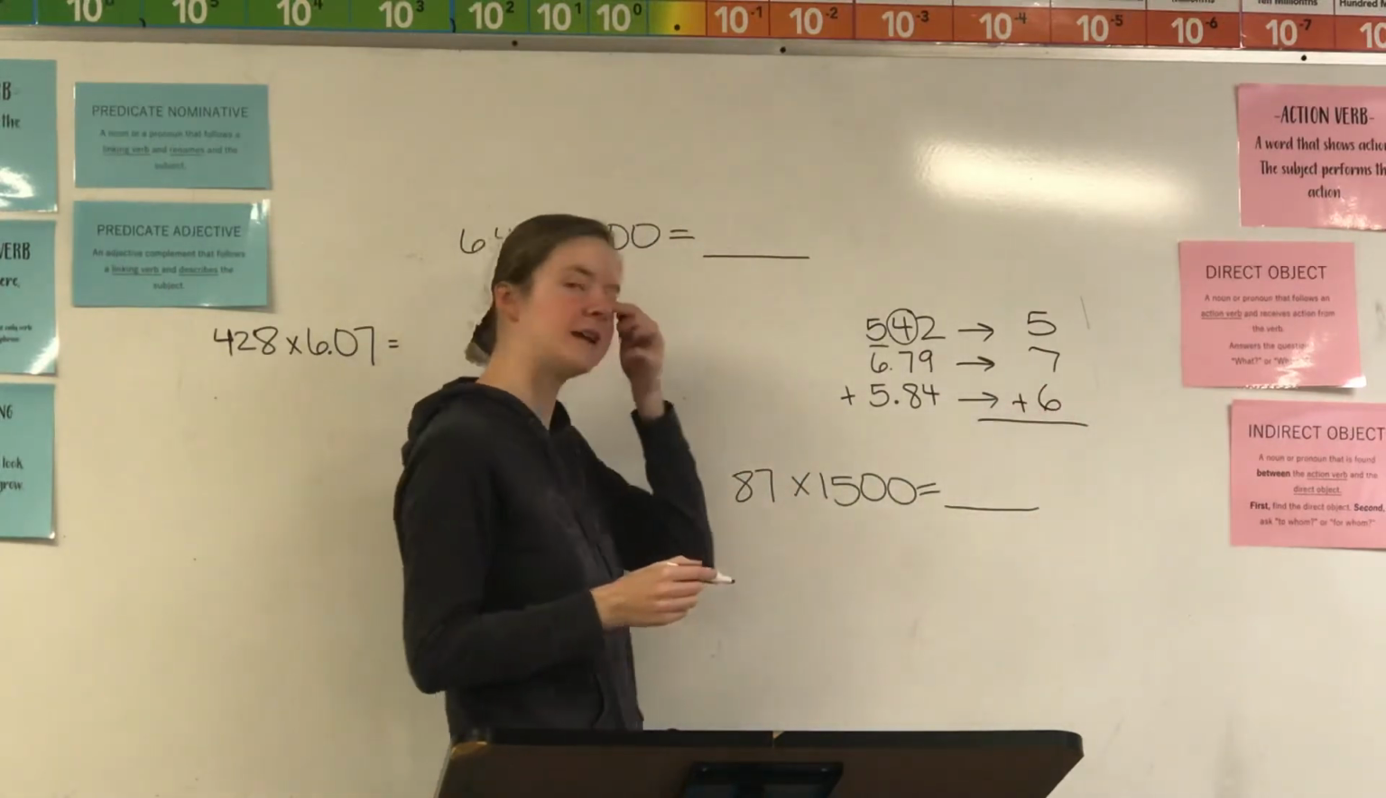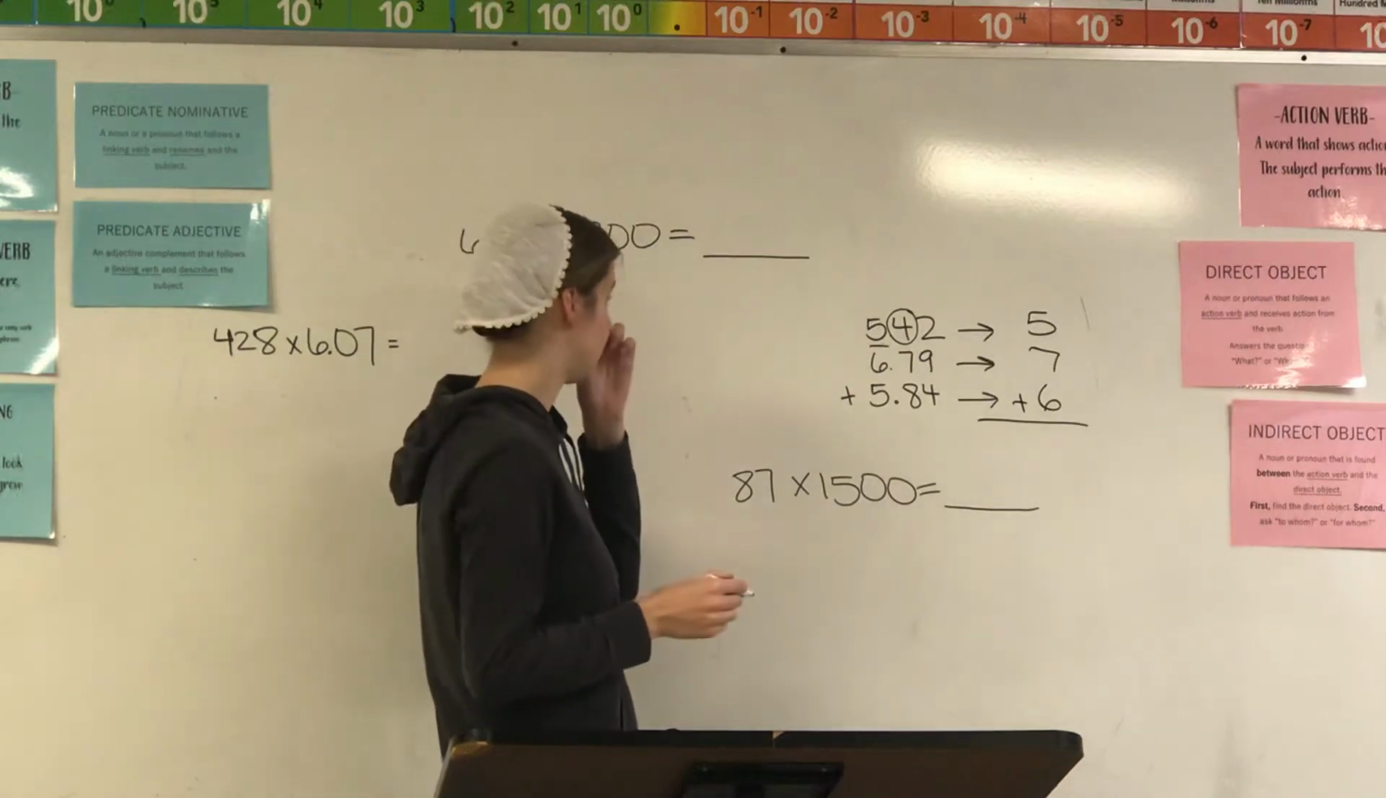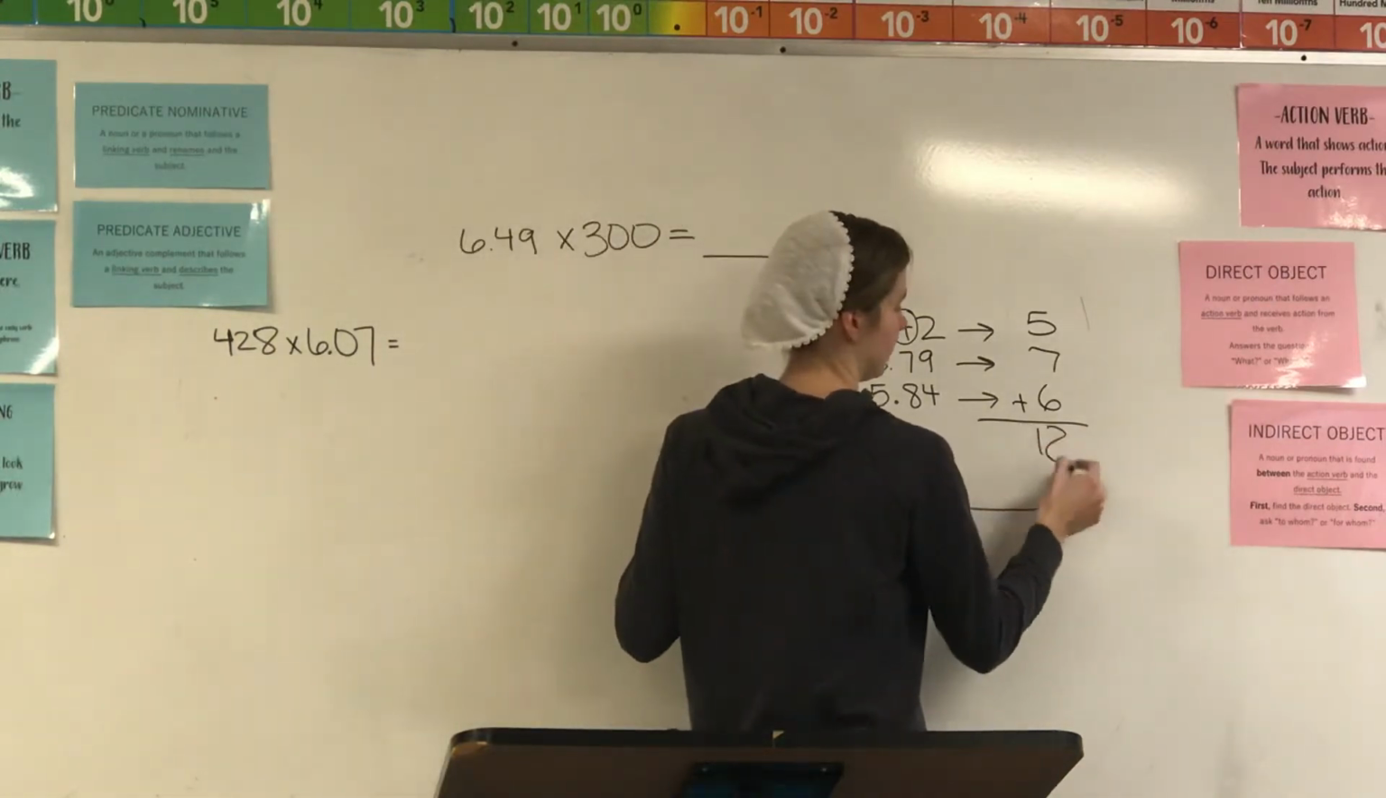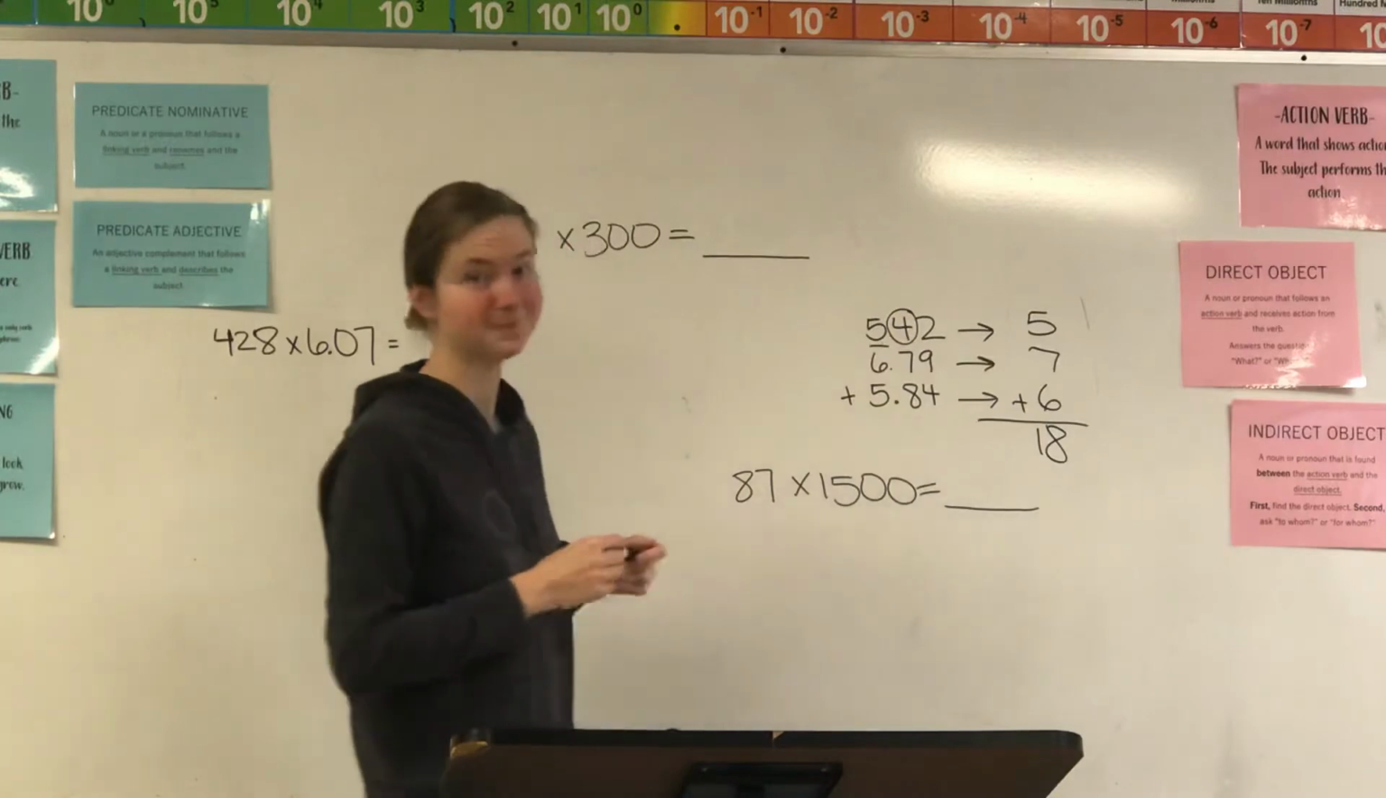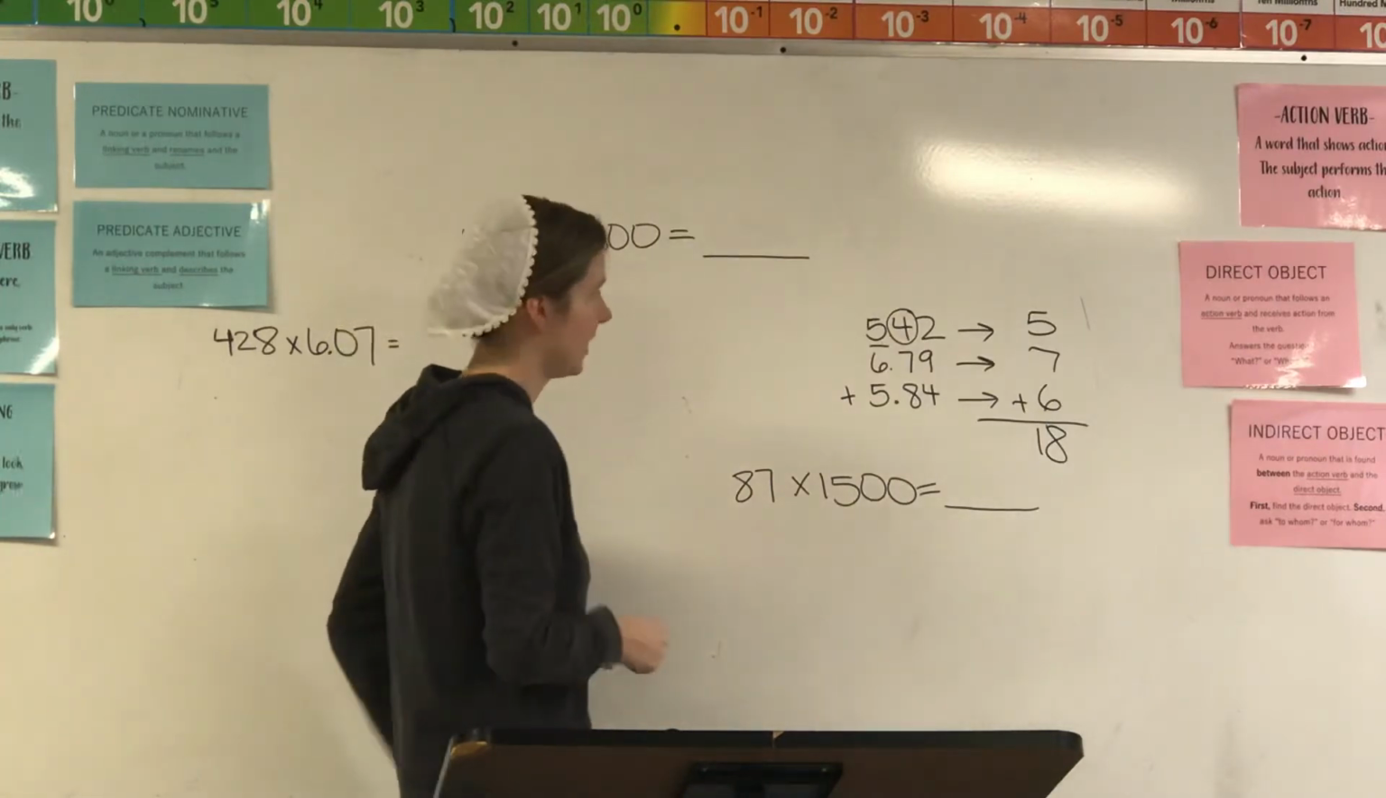7 plus 6 is 13. 13 plus 8 is 18. Alright. Do the rest of this by yourself. Alright, we're going to jump in.